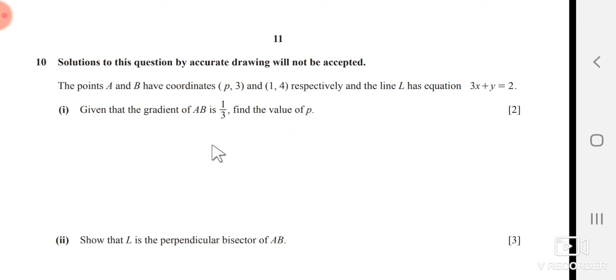Now, show that L is the perpendicular bisector of AB. First you need to take the negative reciprocal of this, which would be minus 3, and then you also need to calculate the midpoint. Taking the negative reciprocal and the midpoint, you will see that your answer would be the same as this line. So this way you can prove this question.